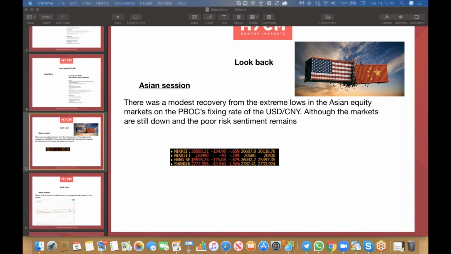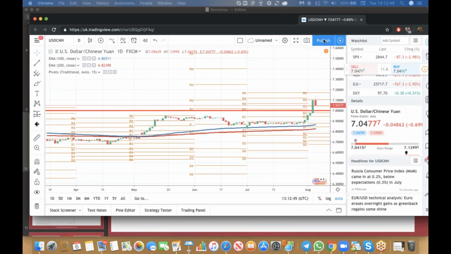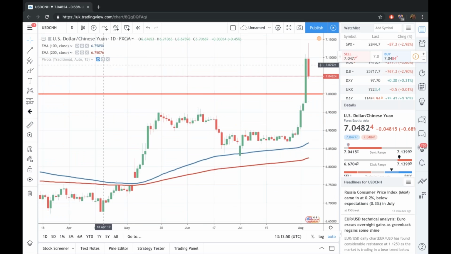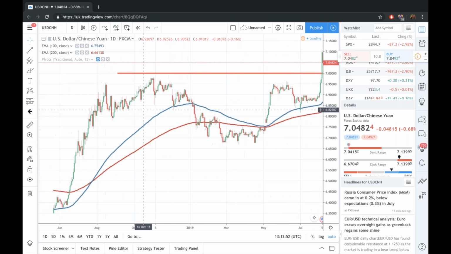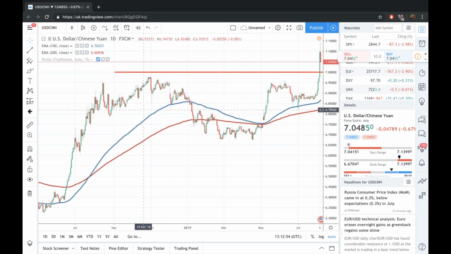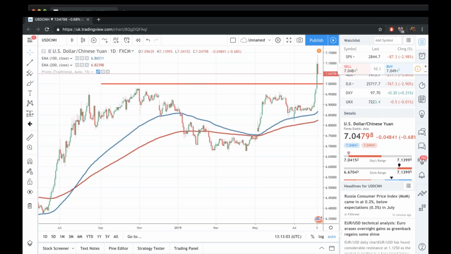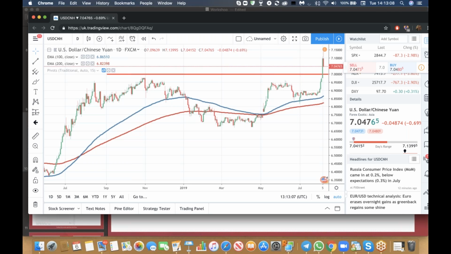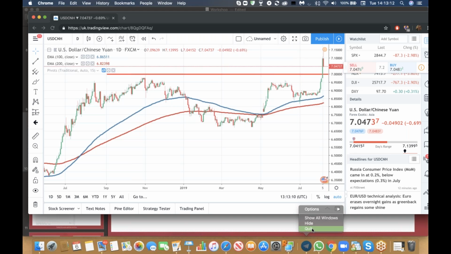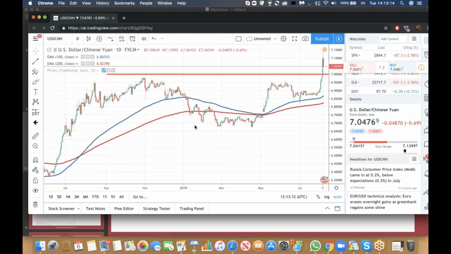Okay, here we go. So here's the pair. I'll get rid of the pivot points just to make it clearer. Right, for quite a long time, you see, this is the US dollar Chinese yuan pair. Now, for quite a long time, this 7 level was seen as the level. Sorry about this. I'm going to quit the Telegram channel. I don't know why it's doing that.